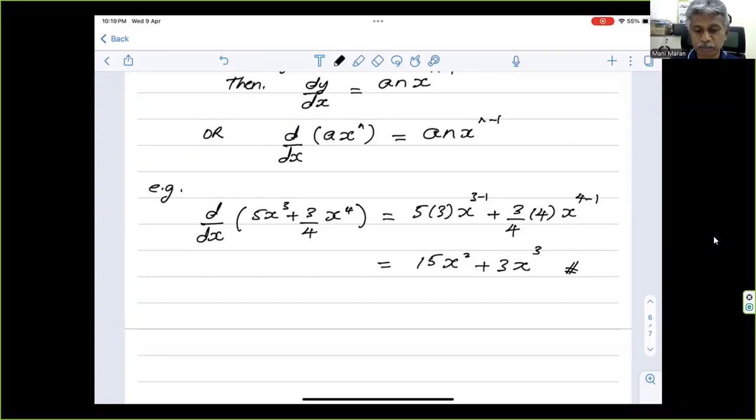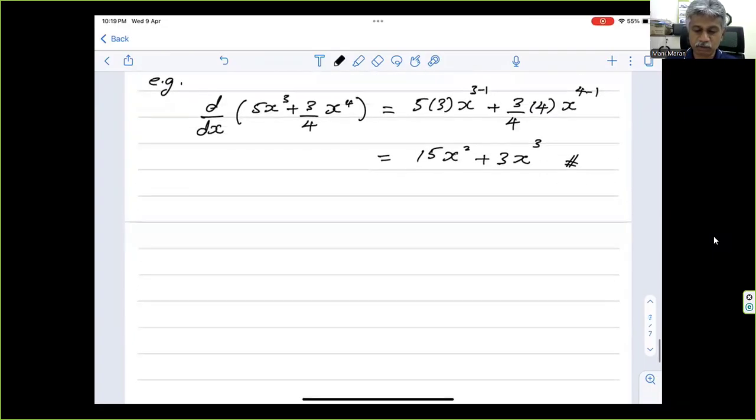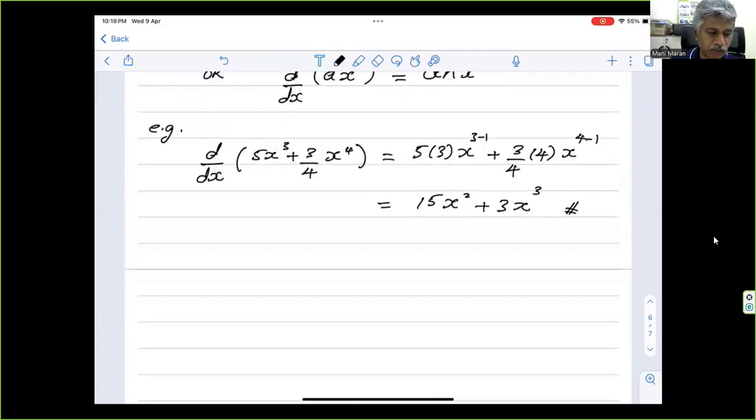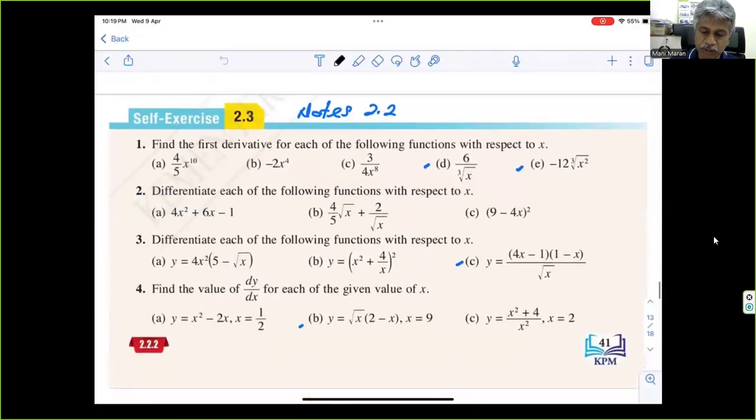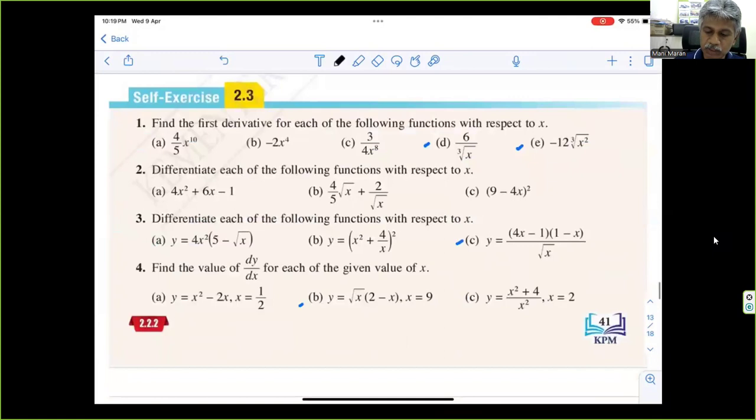Okay, I'll show you one or two more examples, and we still have about 10 minutes. And then you're given plenty of exercise. You can go back and try. So we are going to do self-exercise 2.3. The notes are given earlier. I will try question number 1, D and E, and then C, question number 3, C, and question number 4, B. So I'm going to do only selected questions. The best way for you to learn is to go back and try the same question again until you get the answer. After that, go and try all the other questions.